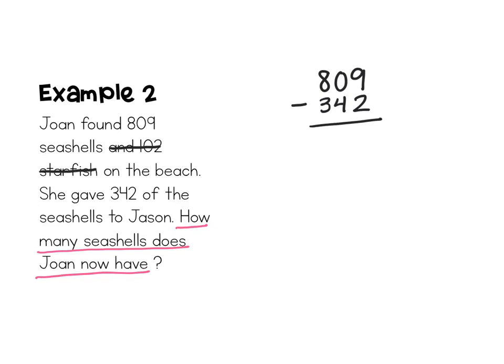Just like with addition, we work from right to left, starting with the ones place. 9 minus 2 is 7. Now when I do 0 minus 4, that 0 is smaller than the 4, so I'm going to have to borrow. And when I borrow, that 8 becomes a 7, and the 0 becomes a 10. 10 minus 4 is 6, and 7 minus 3 is 4. So Joan has 467 seashells remaining.